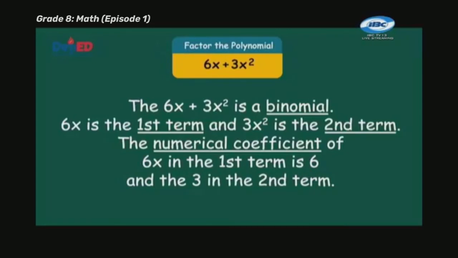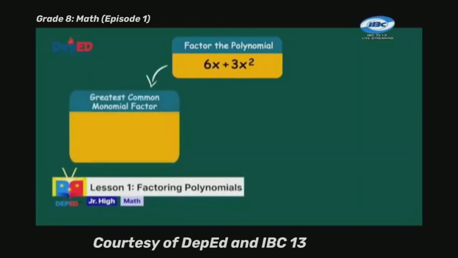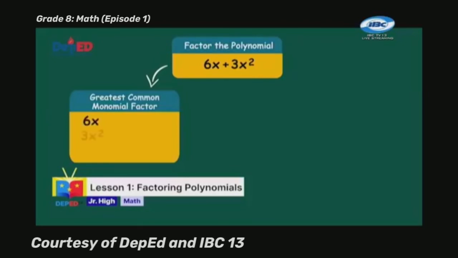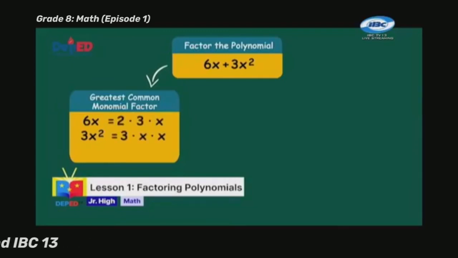6x plus 3x squared is a binomial. 6x is the first term, and 3x squared is the second term. The numerical coefficient of the first term is 6, and 3 in the second term. Observe the literal coefficients. The simplest way to identify their greatest common factor is to get the common variables with the least exponent. By prime factorization, we will get a greatest common factor of 3x.